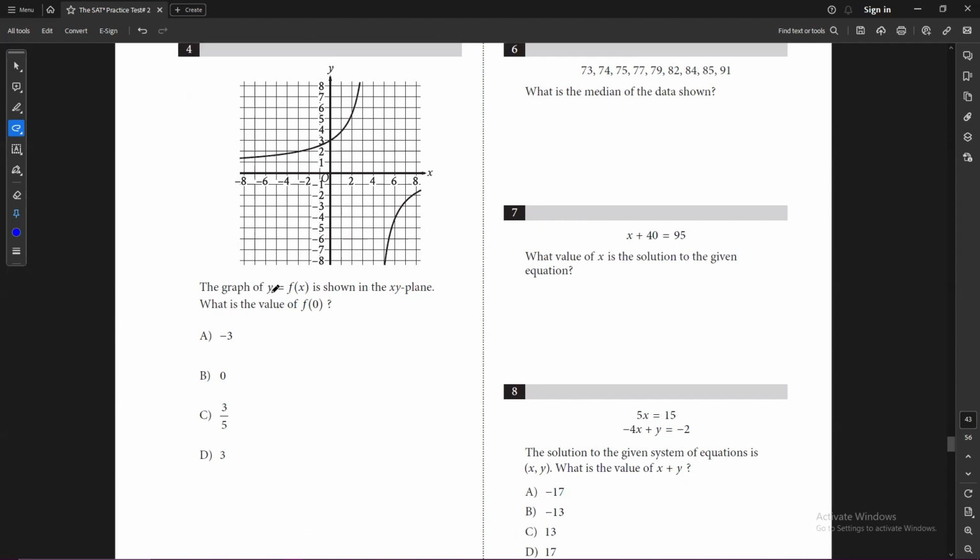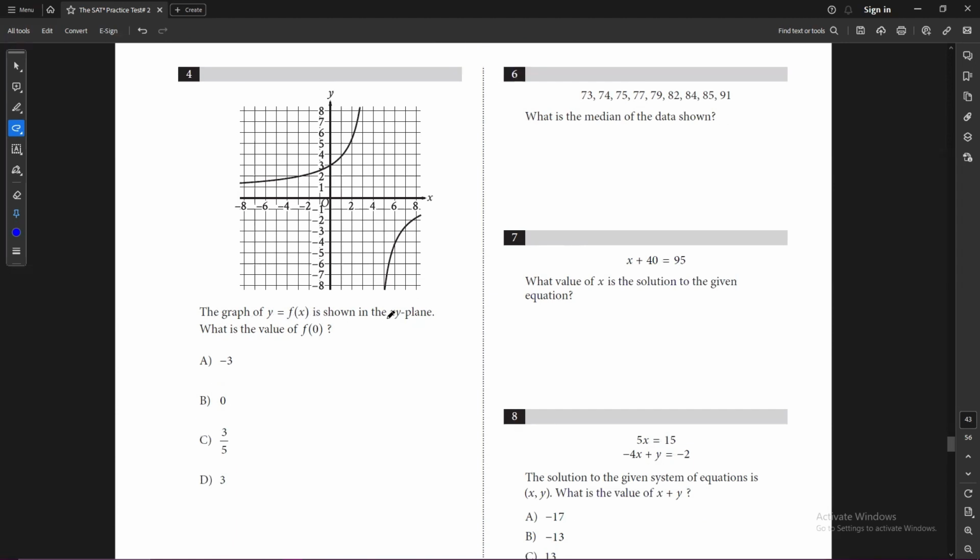Anyway, the graph of y equals f of x is shown in the xy plane. What is the value of f of 0? If you're asked for f of 0, this is for x values, and we just plug x values inside the function. So you're looking for the x value, which is 0, which is on your y-axis. They're actually asking you for your y-intercept. So maybe you want to draw a line, whatever you want to do, and whenever you touch the other line, it means that you have a y-intercept, and your y-intercept is 3.